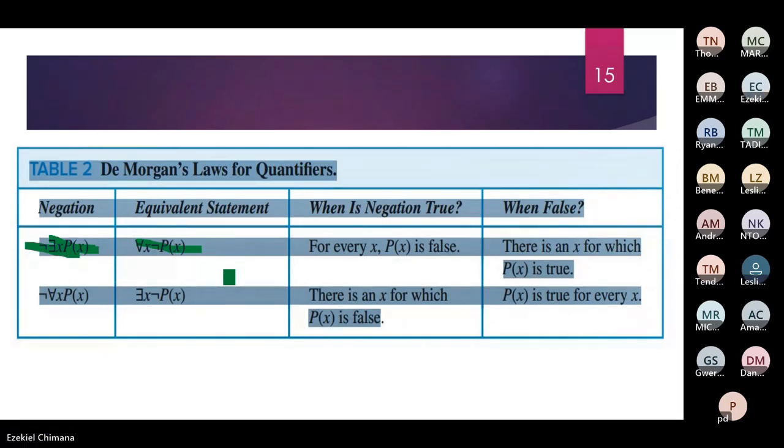Okay, so we are saying we have the existential quantifier, right? And when we are negating it, we are saying the opposite. The universal quantifier is the opposite of it. So when you are negating, when is the negation true? For every x, P(x) is false. That's how we write it. For example, in the first line.